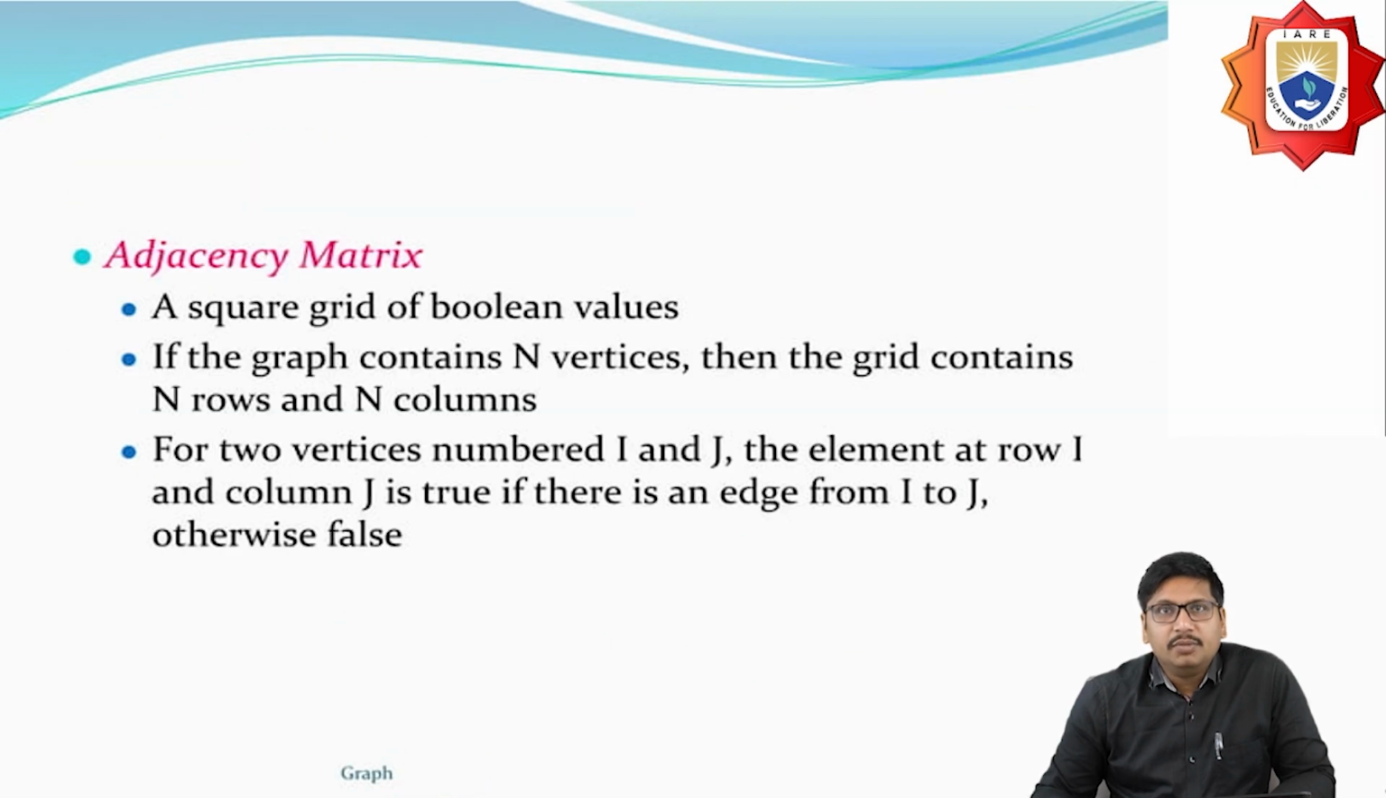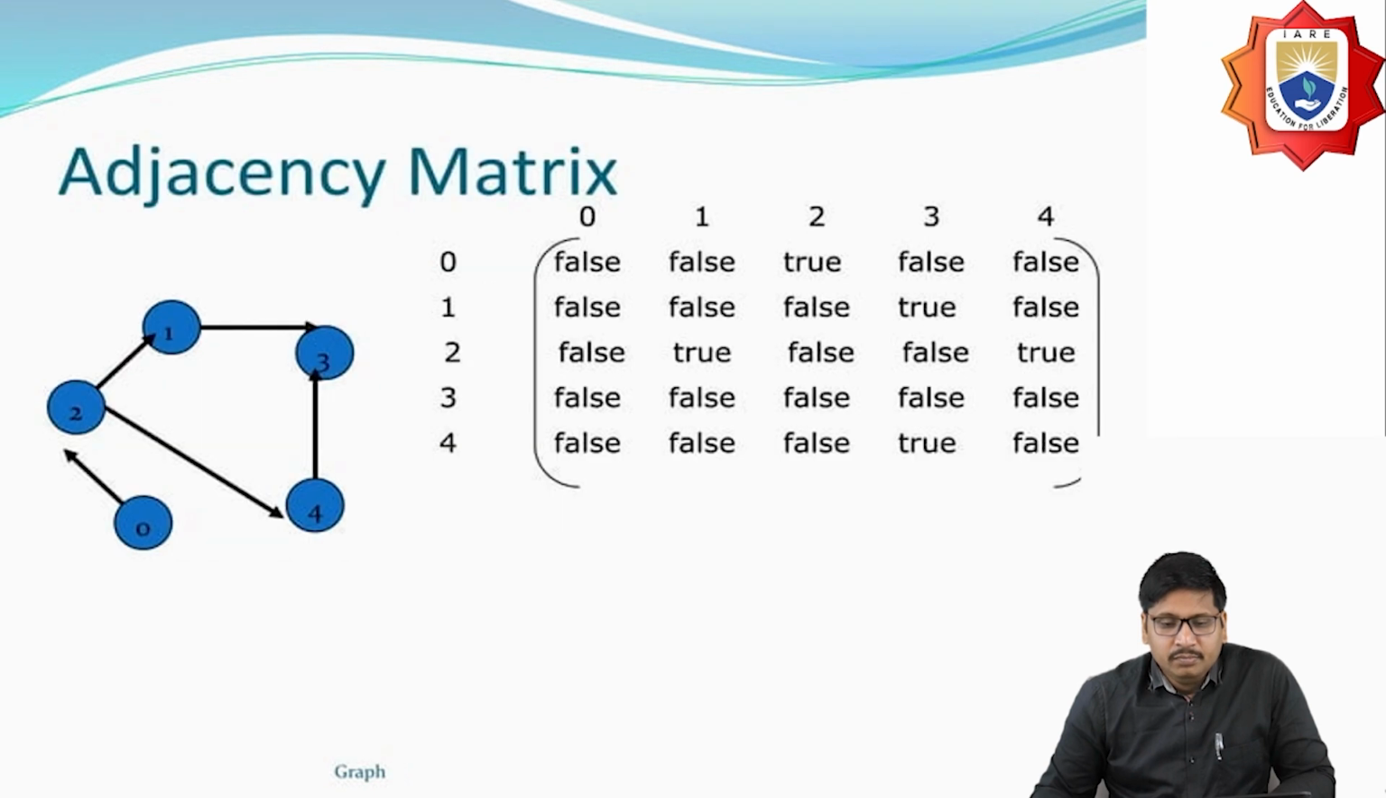In an adjacency matrix, a square grid of Boolean values is considered. If a graph contains n vertices, then the grid contains n rows and n columns. For two vertices numbered i and j, the element at row i and column j is true if there is an edge from i to j, otherwise it is false. So an adjacency matrix is a square grid of Boolean values, with n rows and n columns for n vertices.